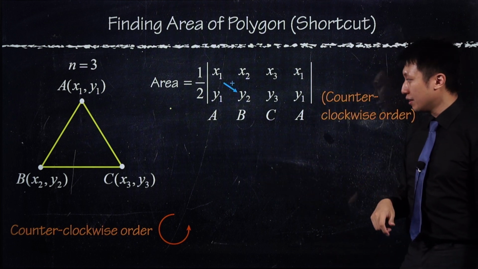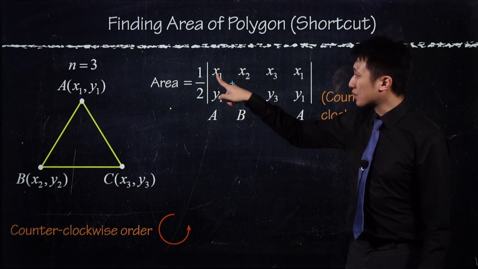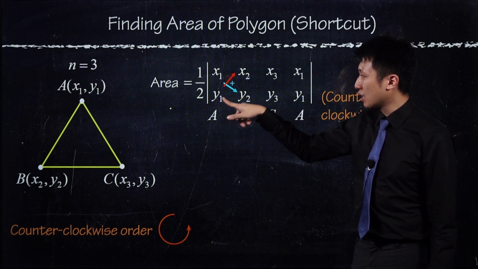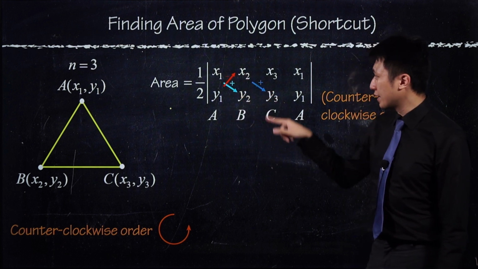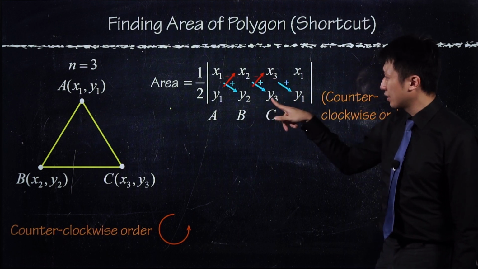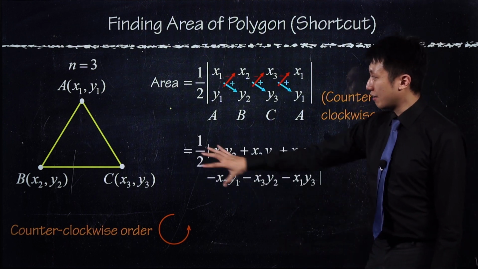Counterclockwise order, and then we do this multiplication. It's positive x1, y2. Then this is minus y1, x2. Then this is positive, this is negative. Then this is positive, this is negative. Okay. So what we do here, we write down all the things here.